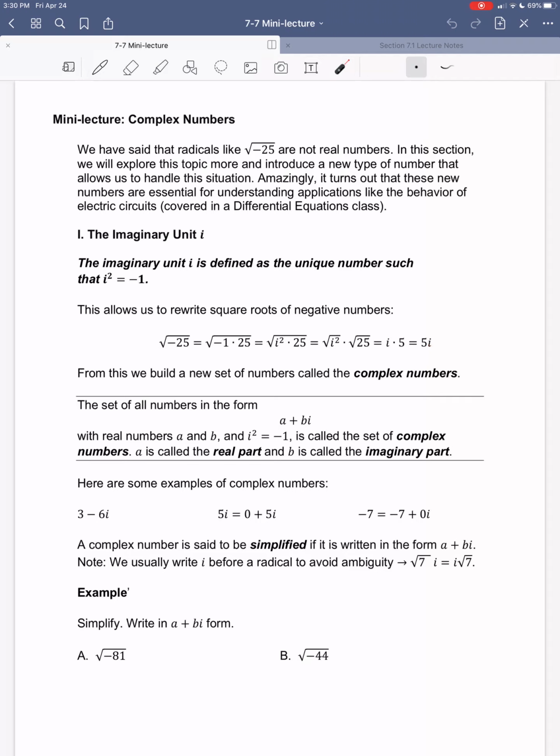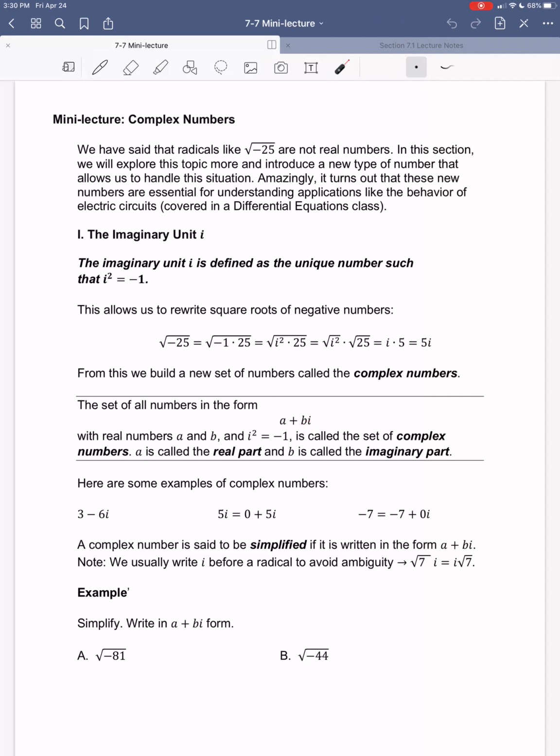So this allows me to form a new set of numbers called the complex numbers. If I have a plus bi, the a and the b are real numbers. So a could be 2, b could be negative 3 or whatever. i squared is negative 1, this special unit. That's called the set of complex numbers. a is called the real part, and the bi is called the imaginary part.